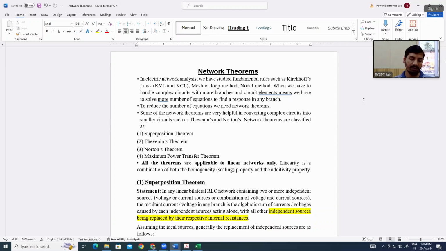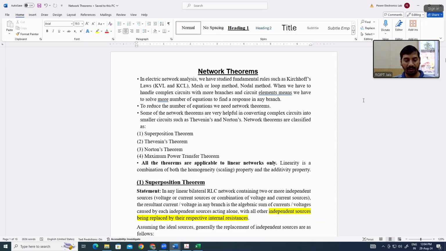Network theorems are basically used to simplify the circuit further, meaning how fast we can get our answer, how fast we can solve our circuit. It will be very easy when we use network theorems. And what are the difficulties in the previous solutions that we are using for solving any circuit or network?